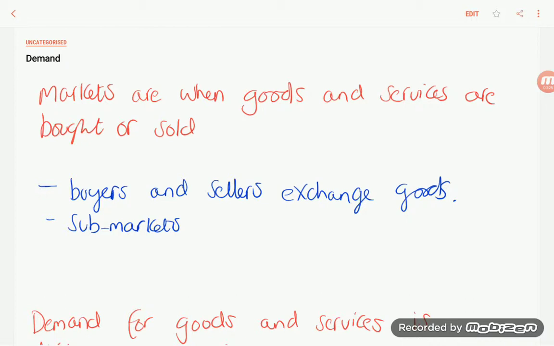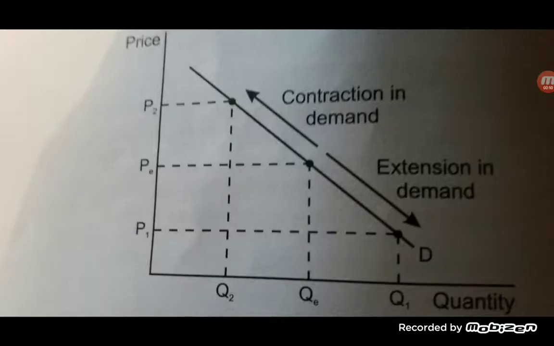The price charged for and quantity sold of each good or service are determined by the levels of demand and supply in a market. The levels of demand and supply in a market are shown using diagrams. These diagrams demonstrate the price level and quantity demanded/supplied of goods or services. Demand for goods or services is different at different prices.